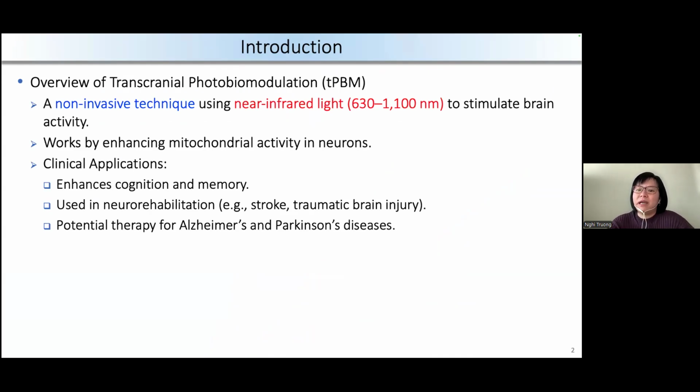First of all, let's start with a brief introduction of tPBM. tPBM is a non-invasive neuromodulation technique that uses near-infrared light to stimulate brain activity, and it works primarily by enhancing mitochondrial activity. Clinically, tPBM has been investigated for its potential benefits in cognitive enhancement, neurorehabilitation for stroke and traumatic brain injury, and even as a potential therapy for neurodegenerative diseases like Alzheimer's or Parkinson's.